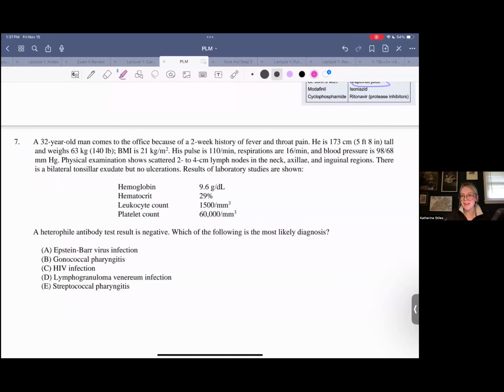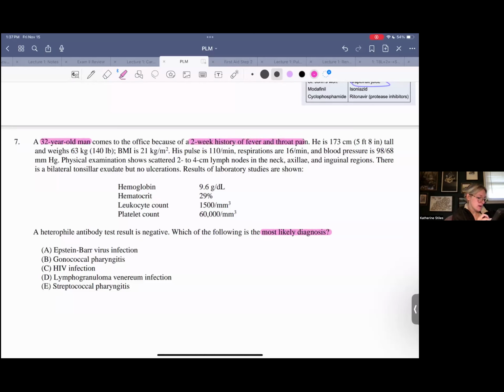Hi everyone, my name's Kate, and today I'm going to be walking you through question 7 from the most recent version of Free120. So starting with the last sentence, reading which of the following is the most likely diagnosis? This is a 32-year-old man coming in with a 2-week history of fever and throat pain.